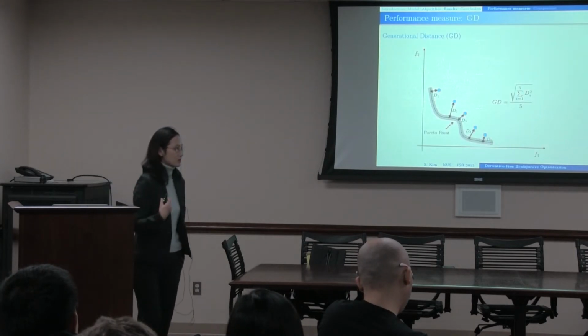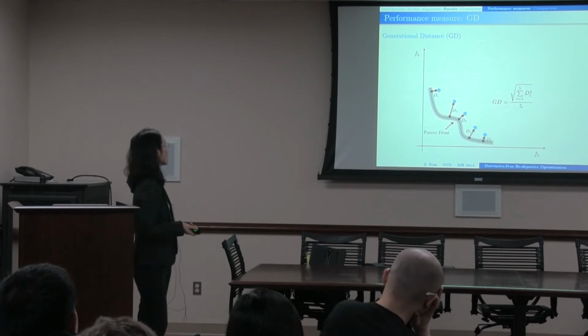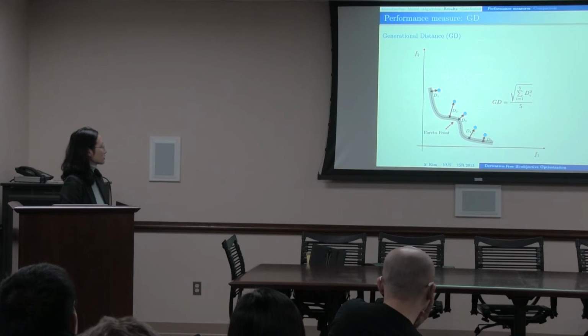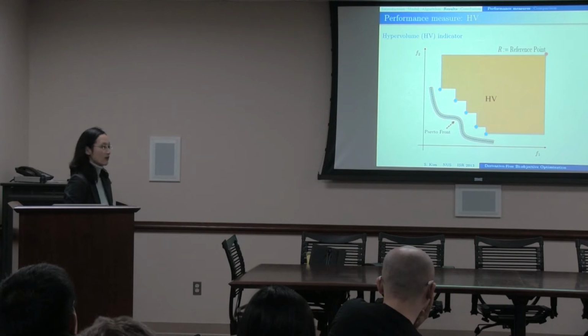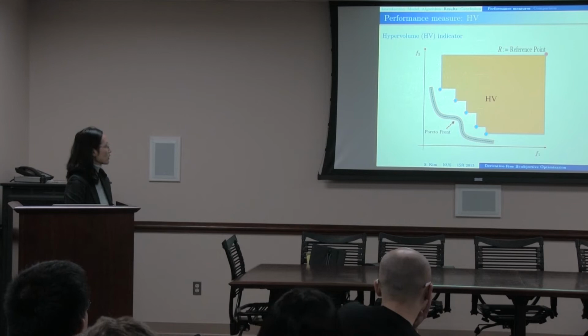Okay, so the next part I want to present is the numerical results. We use two performance measures here. One is the generational distance, which looks at the distance between the approximate solutions and the true Pareto front. We take the average of this distance. That's GD. The next one is the hypervolume. We have some reference point here, and we look at the volume created by these approximate solutions. If these points are closer to the Pareto front, then we have a bigger hypervolume.